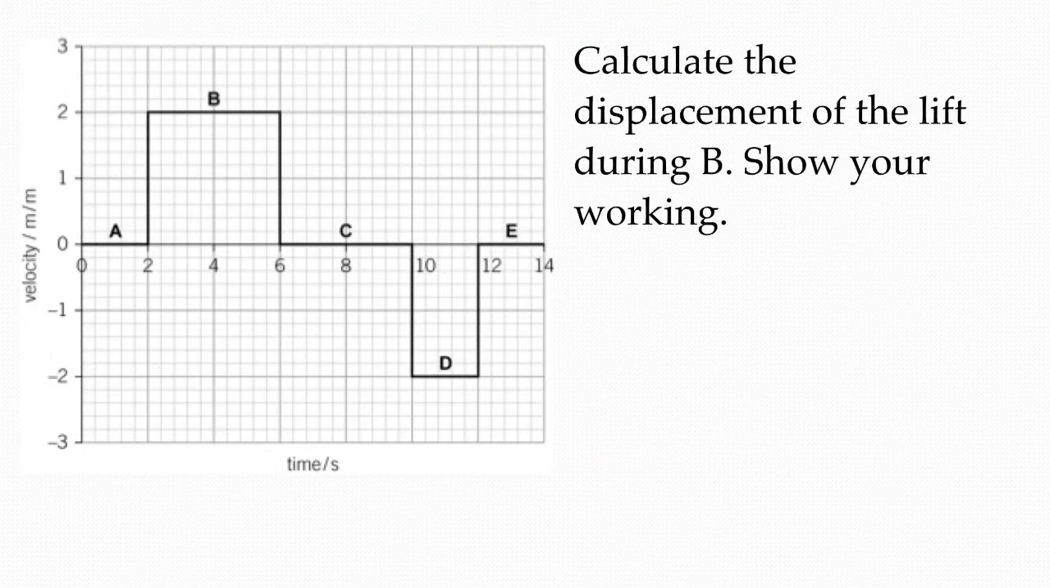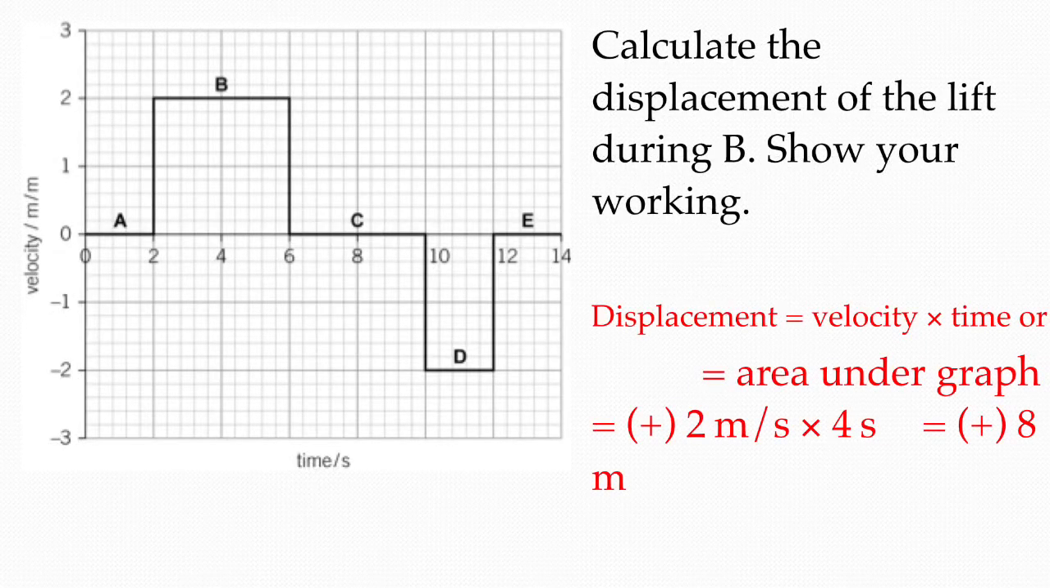Now you need to find the displacement of the lift during section B. Make sure you show your working out and don't forget to pause the video. Displacement is the area under the graph, so in this case it's velocity, 2 meters per second, times 4 seconds, 8 meters in total.